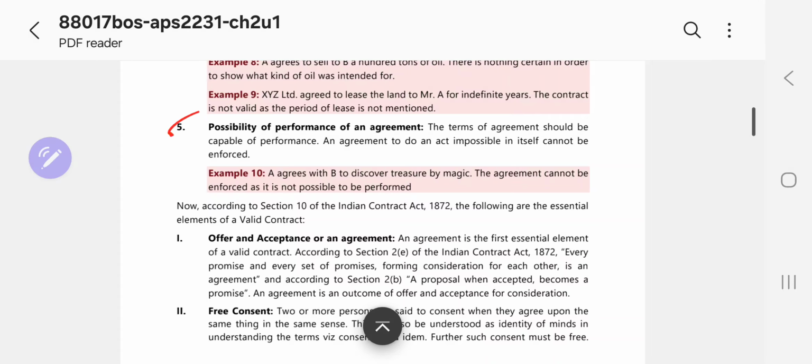Now coming to the fifth point, possibility of performance of an agreement. The terms of the agreement should be capable of performance. An agreement to do an act impossible in itself cannot be enforced. So whenever you are agreeing to any performance of an obligation, that performance should be possible. It should not be that one party is unable, or it is never possible for the other party, to perform those tasks.